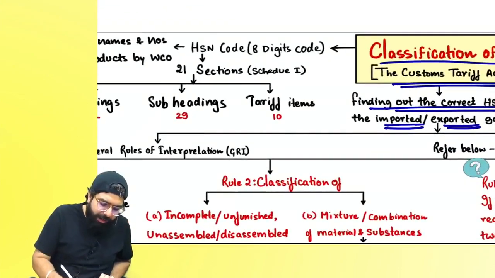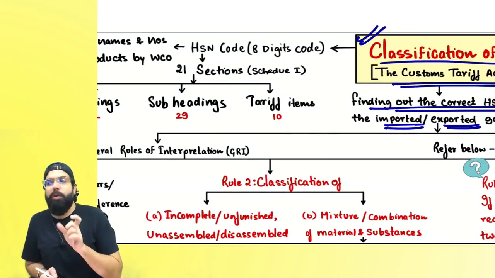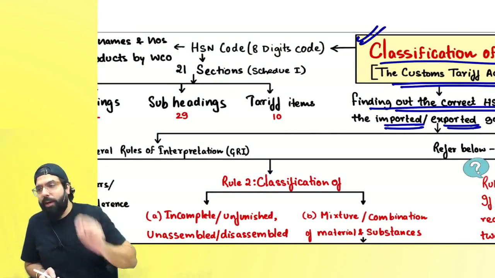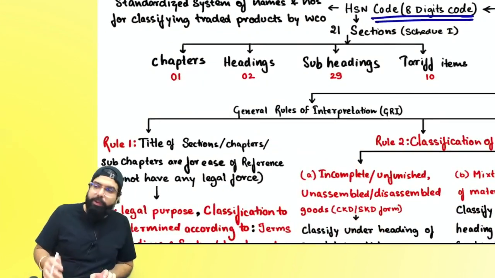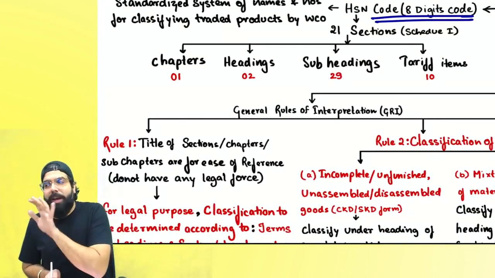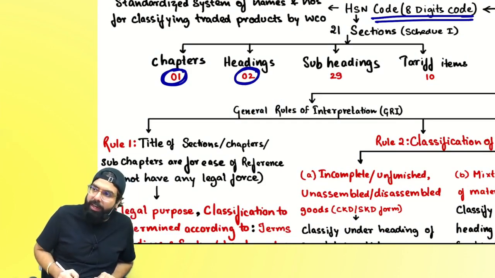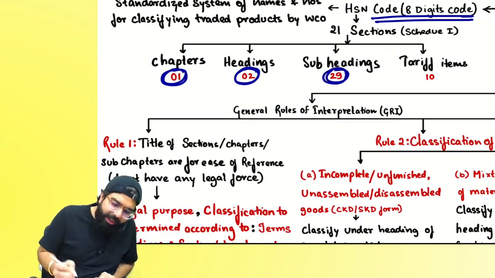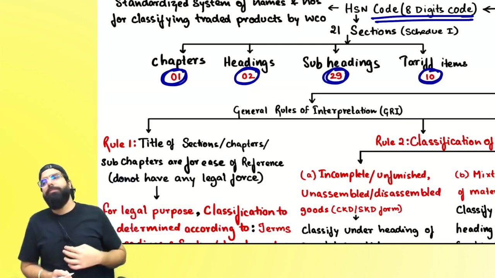Now when I tell you to classify, classification is done in the Customs Tariff Act by finding out your correct HSN code. The HSN code is an 8-digit code which you have to find out. When you try to find your correct HSN code, of the 8 digits, the first 2 digits are always your chapter, the second 2 digits are always your heading, the third 2 digits are always your subheading, and the last 2 digits are always your tariff item.